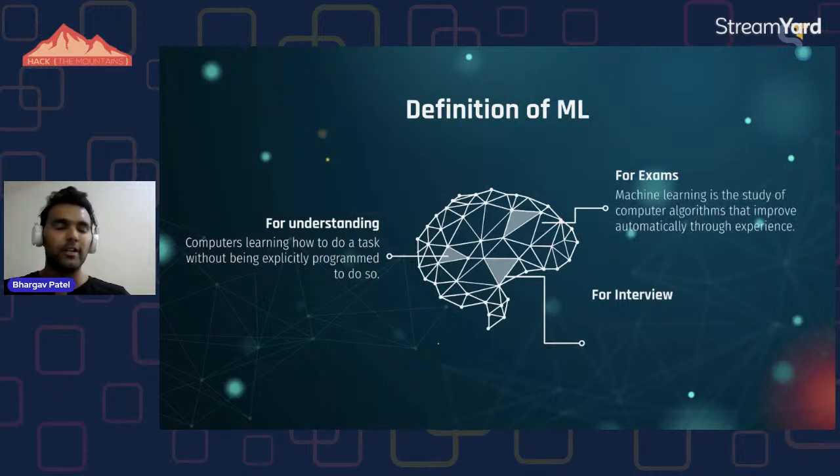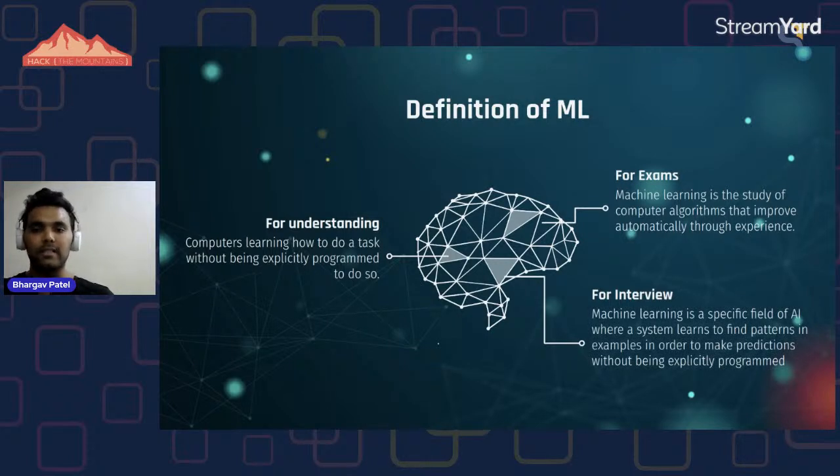But let's say if you're a student, you get an exam and they ask what is ML, you need to go with this definition to get full marks. ML is the study of computer algorithms that improve automatically through experience. Same things, different words. And if you are going for an interview, you can say machine learning is a specific field of AI where a system learns to find patterns and examples in order to make predictions without being explicitly programmed. Right? All things point to the same thing, right?